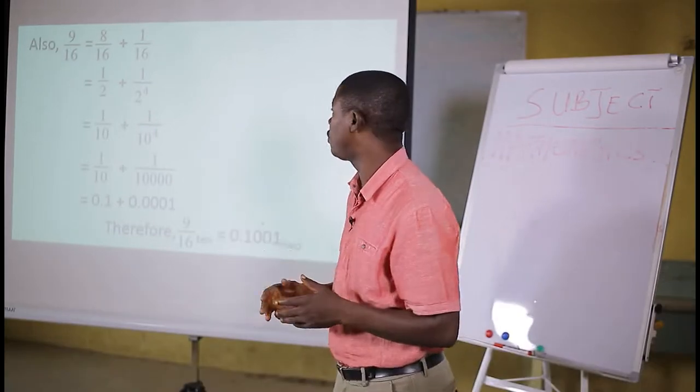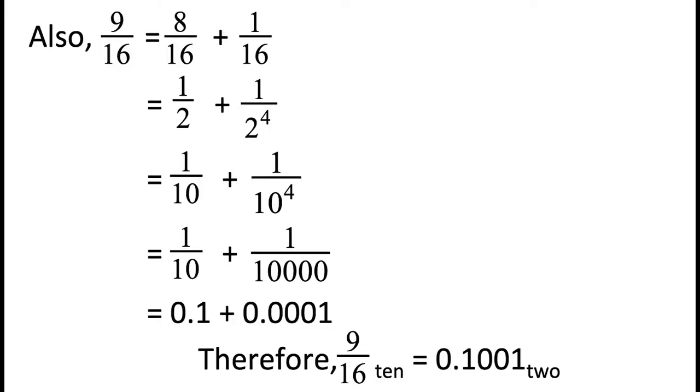In multiples of 2, we have 8 over 16 plus 1 over 16, which will be a half. 8 divided by 8 is 1, 16 divided by 8 is 2. So 2 in base 2 is 10, and 16 is 2 raised to the power 4, which is 10 raised to the power 4. If you add that, 1 over 10 is 0.1 and 1 over 10,000 is 0.0001. Therefore, 9 over 16 base 10 is 0.1001 base 2.